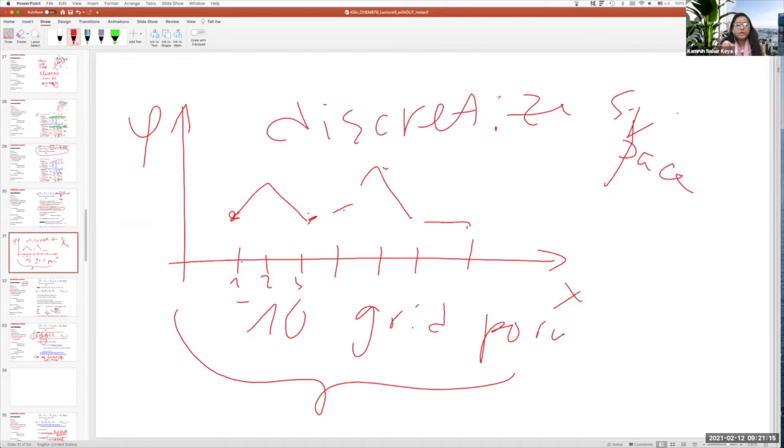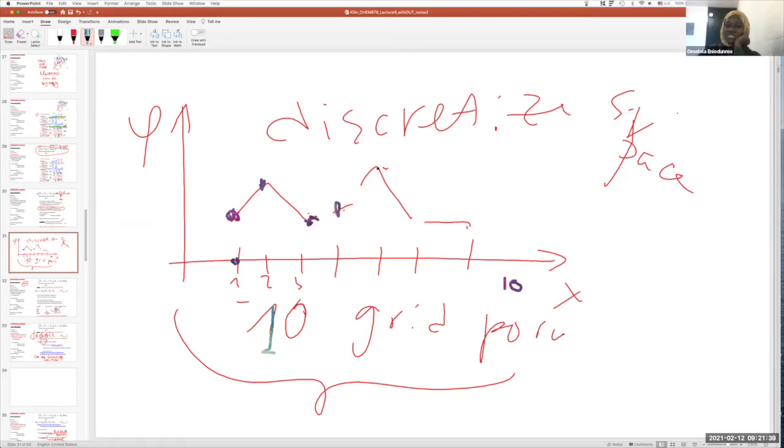No? Sir, why do you draw this graph? No grid. What? No grid for 10 grid points. Okay, 10 grid points. Yeah. And 10 then grid points. So from 1 to 10. And then the wave function is represented as a set of points connected to each other.